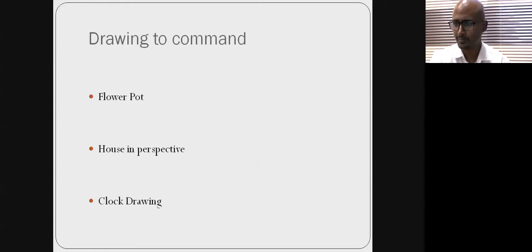You can also ask them to draw to command. You can ask them to draw a flower pot. You can ask them to draw a house. And clock drawing is a complex function. It's not just restricted to construction. You need to plan how to draw a clock. You need to draw a circle. Then you may have to draw the numbers. So firstly, you have to be educated. You should have drawn this before. So it's not only a parietal function, but it's also an executive function.